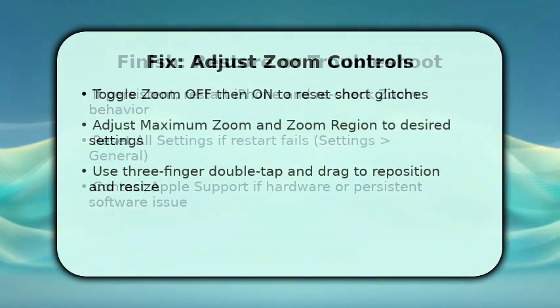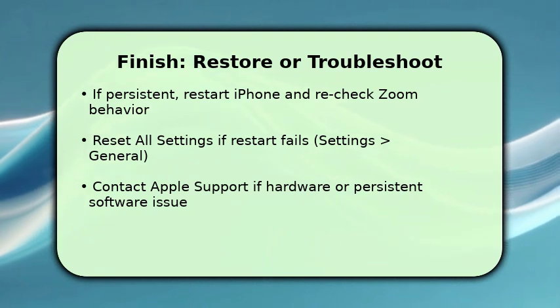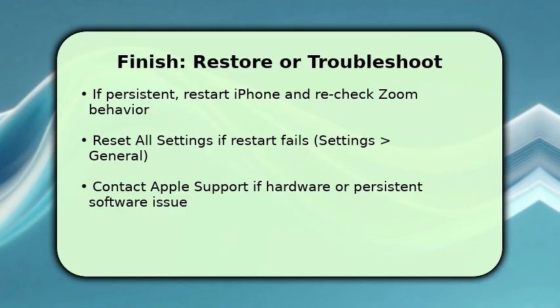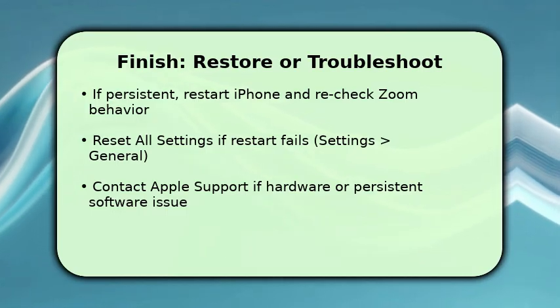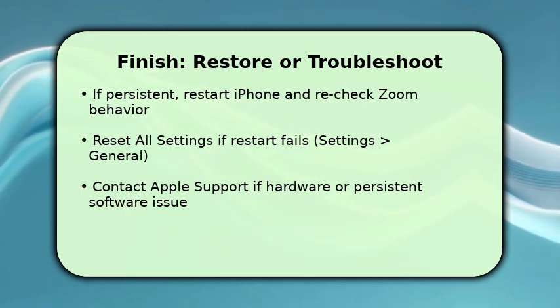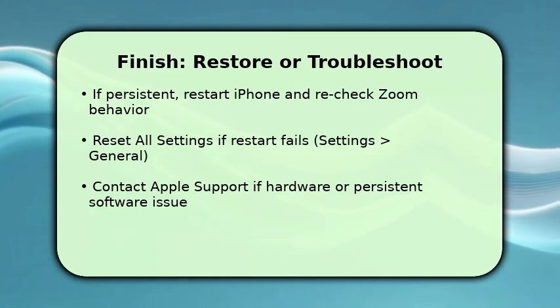To finish, restart your iPhone to apply changes and clear residual faults. After reboot, test zoom gestures again to ensure everything behaves. If problems persist, use Settings General Transfer or Reset All Settings. This preserves data while restoring system defaults that can fix deeper conflicts.